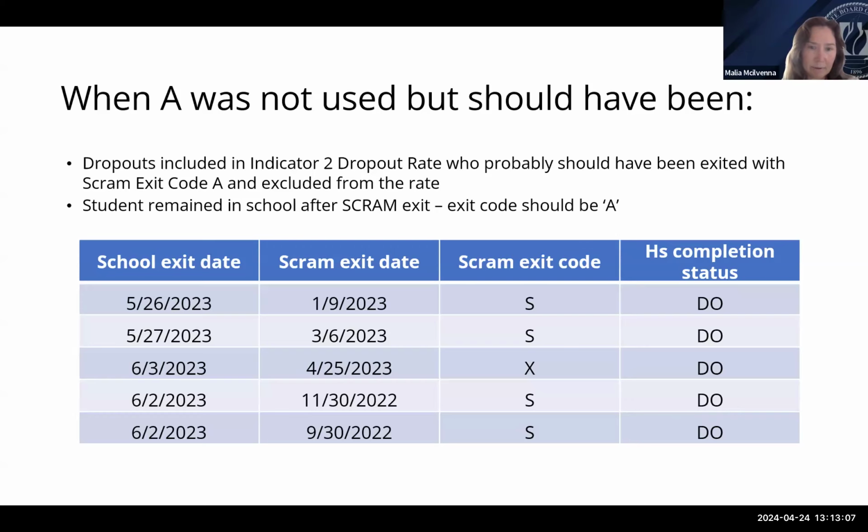We have one example here where the Scrum record ended on September 30th, and the student stayed in school until June 2nd of the next year, and then they ended up dropping out, but really they shouldn't have counted as a special ed dropout. They dropped out from their regular ed programming.